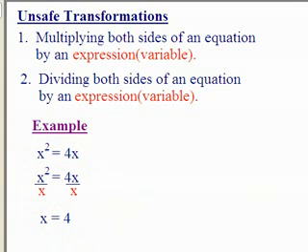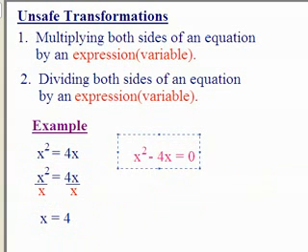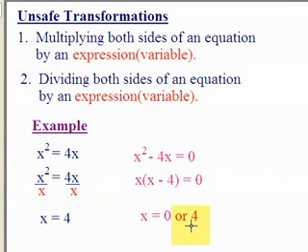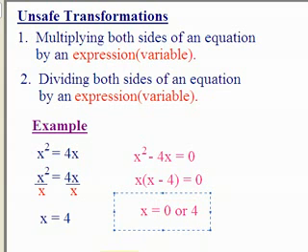The real way this problem should have been done would be not to divide, but to subtract 4x on both sides, so that we could factor and use the zero product property. And the real solution to this problem is x is equal to 0 or 4. And since we divided both sides by x, we eliminate solutions.